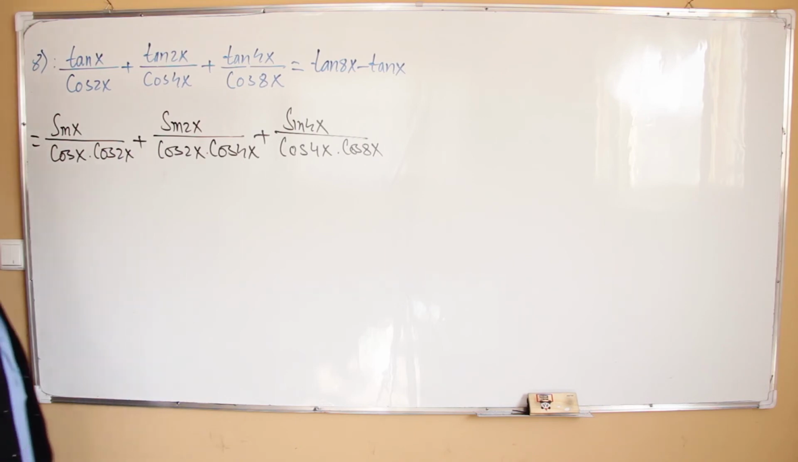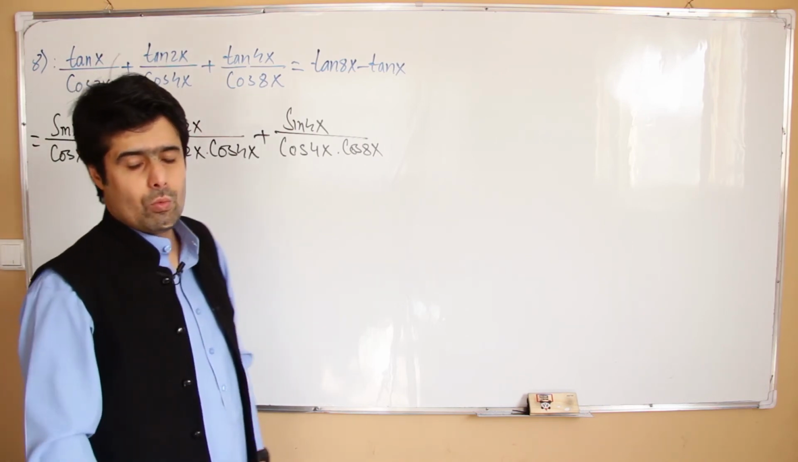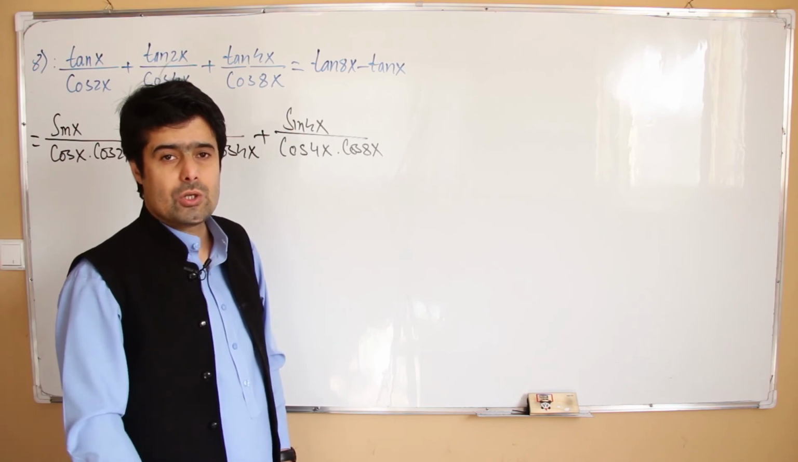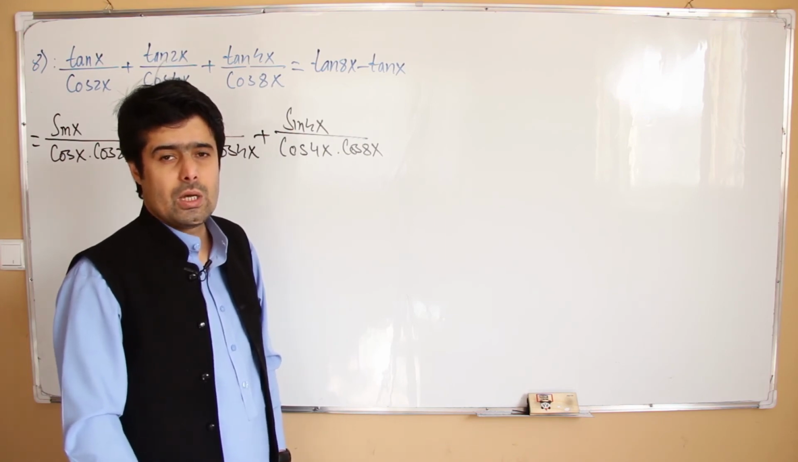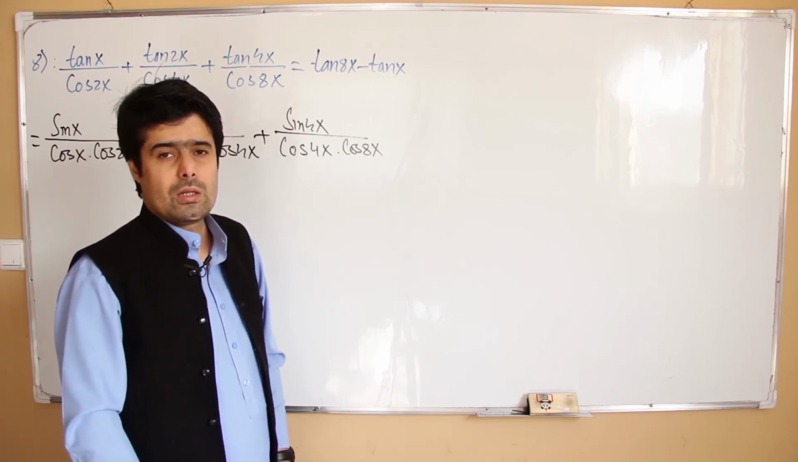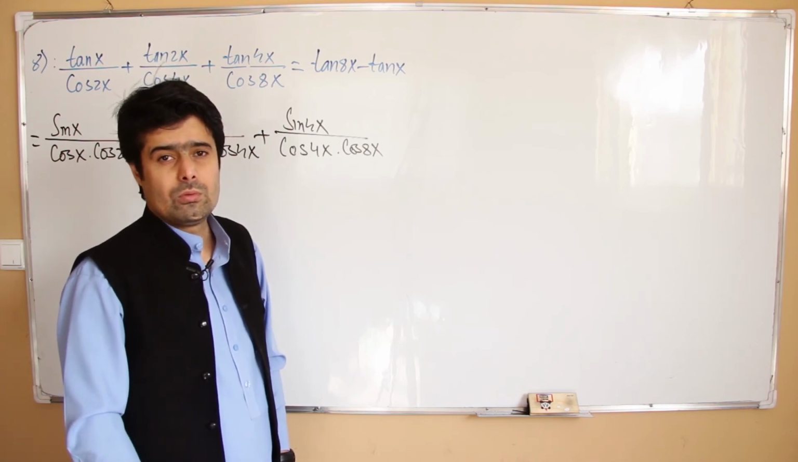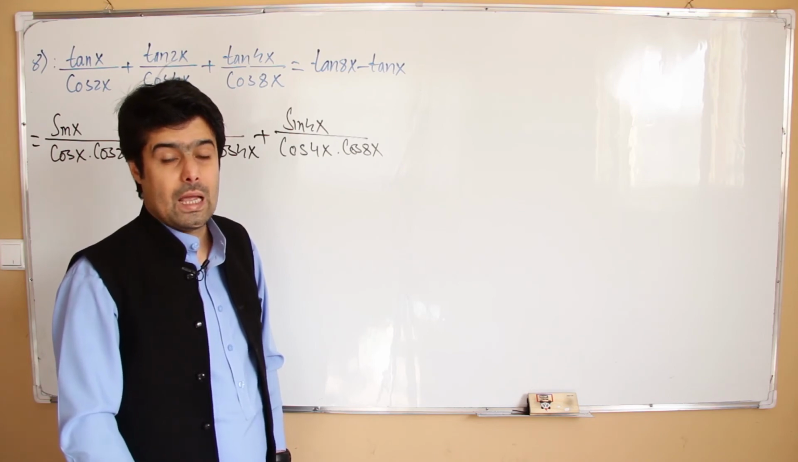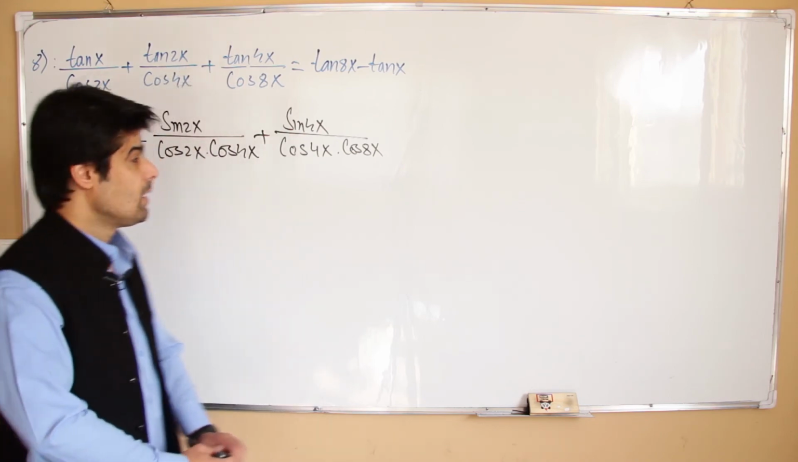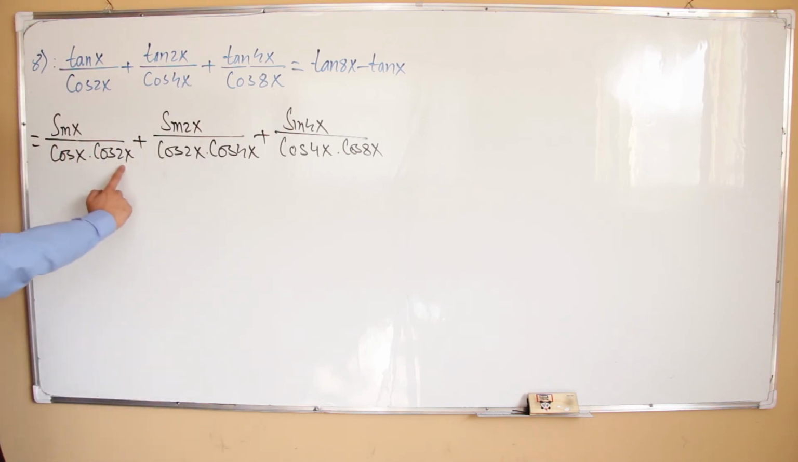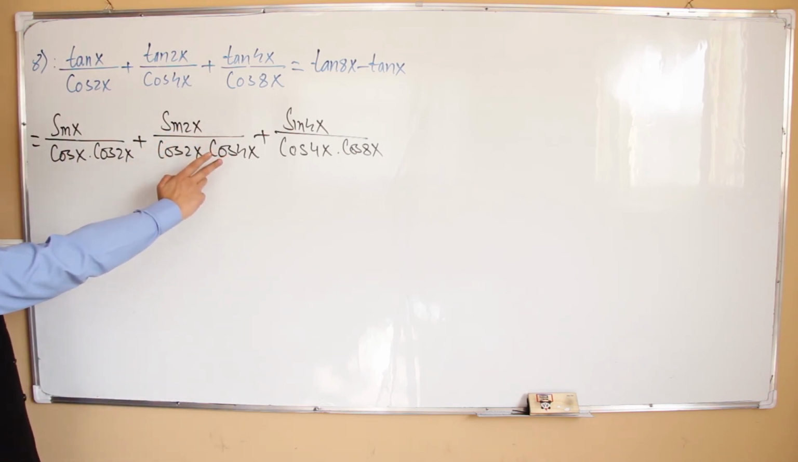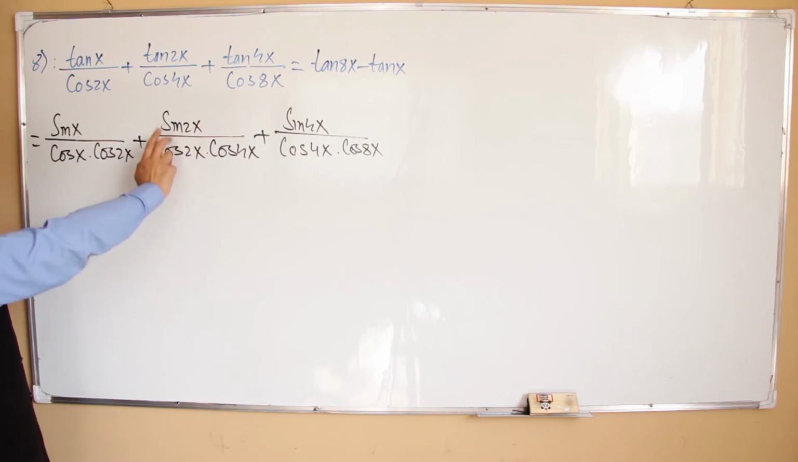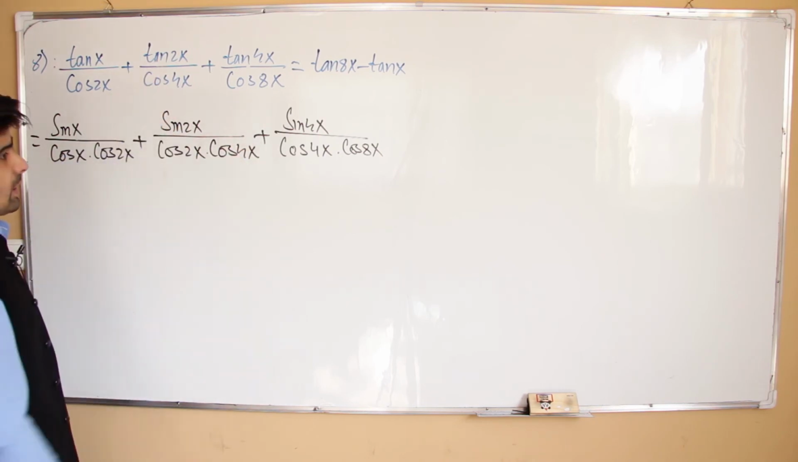So we have to think about it: when we change all the trigonometric ratios in terms of sine and cosine, the second thing that you have to do is please focus on the angle. The angles should be the same, or we should find a relation between the angles. Here we have x, we have 2x, we have 2x, we have 4x. This 2x was the same tangent. We have 4x and 8x.